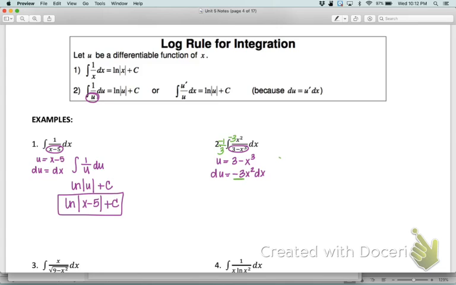So when we set this up in terms of u, I'm going to have negative 1/3 times the antiderivative of 1 over u du, which is equal to negative 1/3 times the natural log of the absolute value of u plus c. And now we'll put our x's back in, and so we get negative 1/3 times the natural log of the absolute value of 3 minus x cubed plus c. The end. All right.